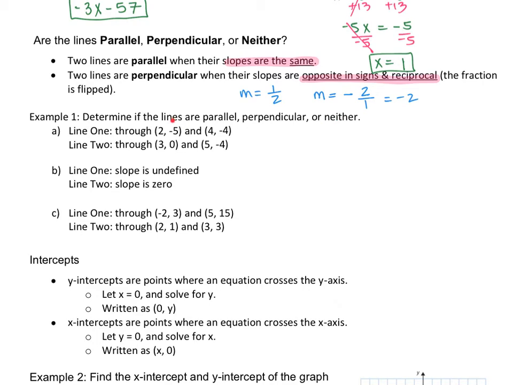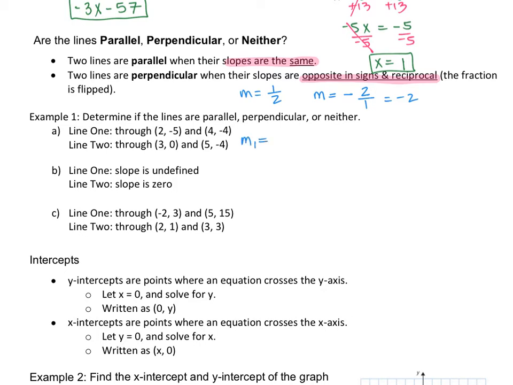All right, let's do some examples here. So for the first one here, notice that they give you two lines and they give you the points of the line. They don't actually give you the slope. So unfortunately, you have to find the slope first. So let's do that for line 1. So I'm going to call this M1 for the slope.